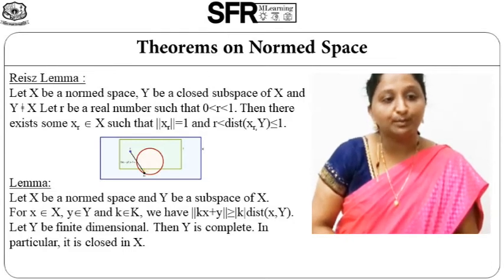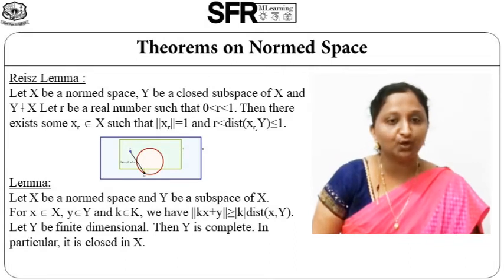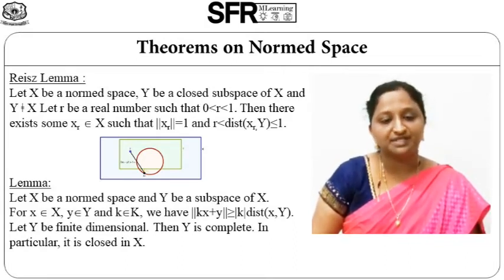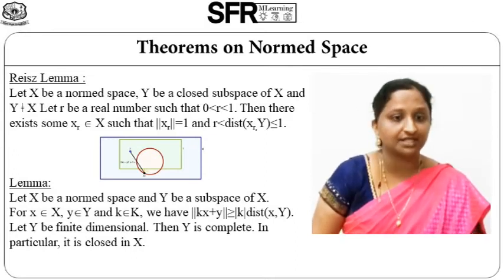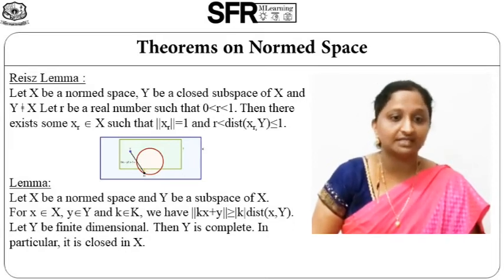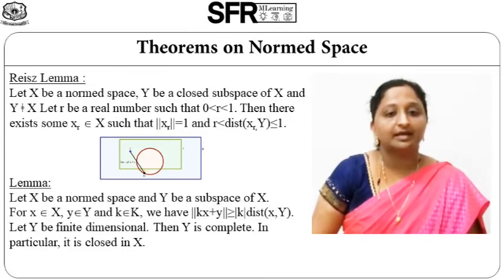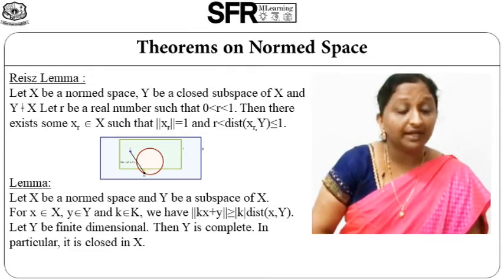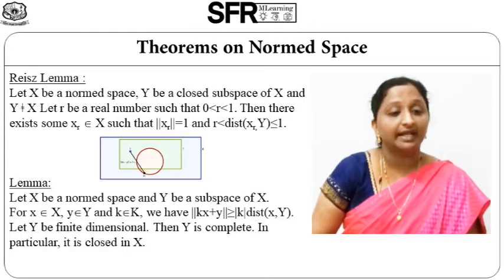The first one is the very important Riesz lemma. Let X be a normed space and Y be a closed subspace of X, with Y not equal to X. Let r be a real number such that 0 is less than r less than 1. Then there exists some x_r belonging to X such that norm x_r is equal to 1, and r is less than the distance of x_r from Y, which is less than or equal to 1.